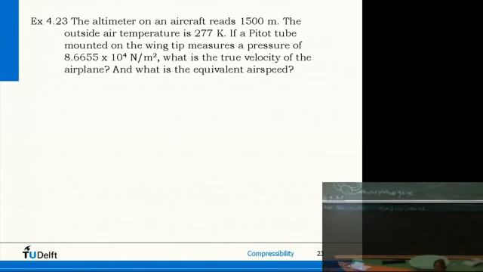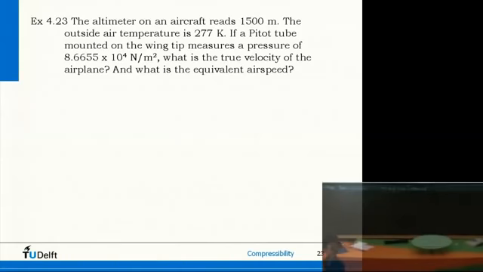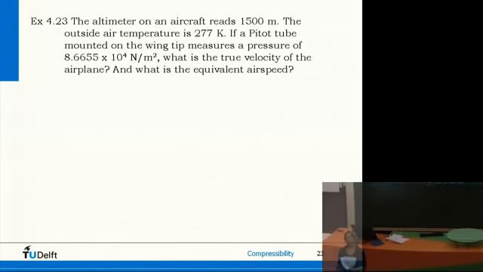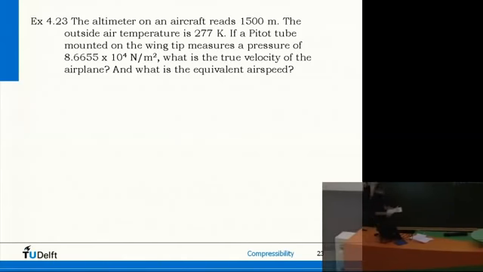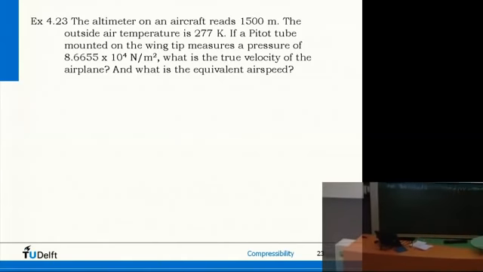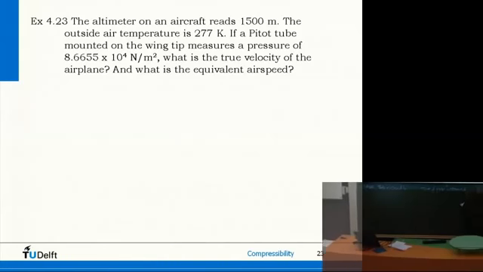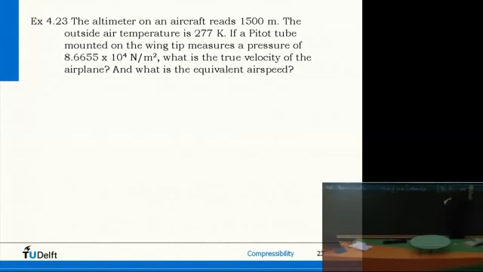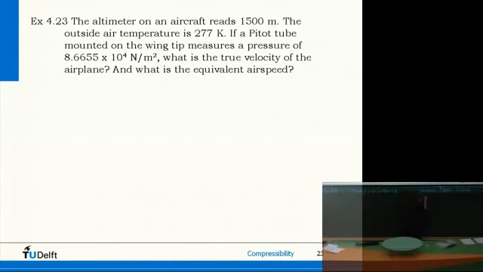Yes, standard atmosphere. 1500 meter altimeter, standard atmosphere, but not the standard atmosphere at sea level, of course, but at 1500 meters. So we have P0 from the pitot tube. And we have a pressure from the standard atmospheric table, Appendix A, 1500 meters.